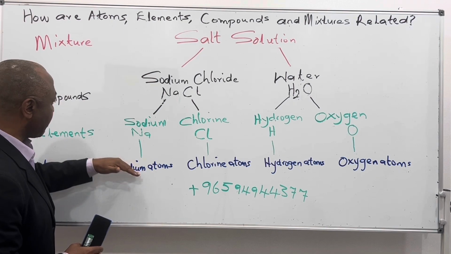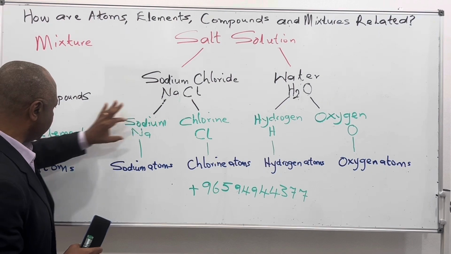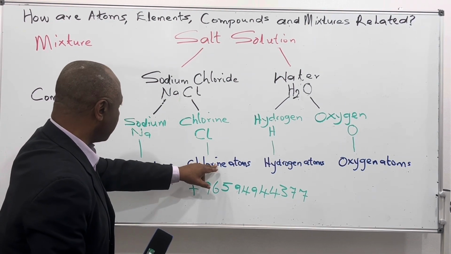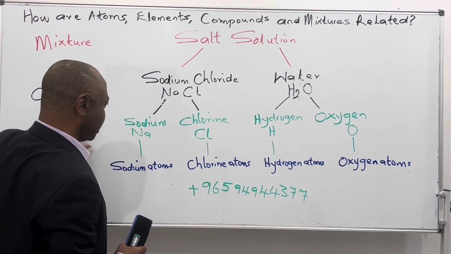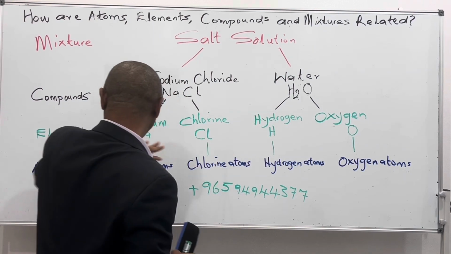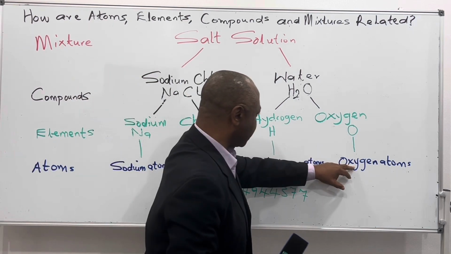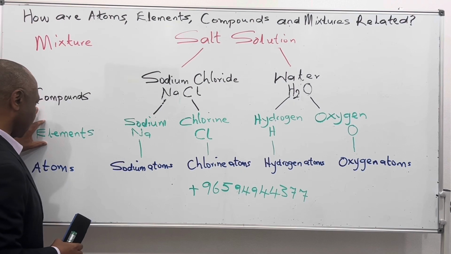Atoms of the same kind make up sodium. So because of that, sodium is an element. Atoms of the same kind make up chlorine. Because of that, chlorine is an element. Atoms of the same kind make up hydrogen. Because of that, hydrogen is an element. And atoms of the same kind make up oxygen. And because of that, oxygen is an element.